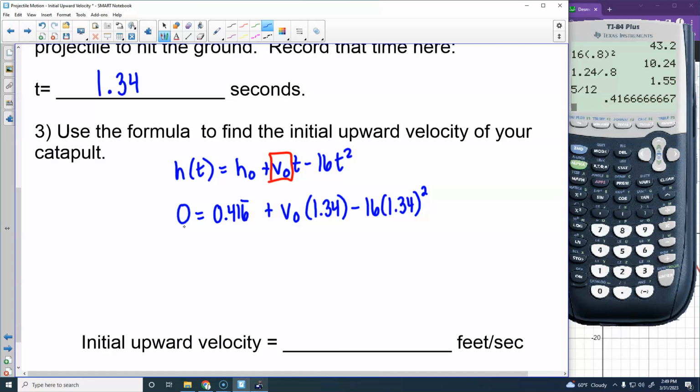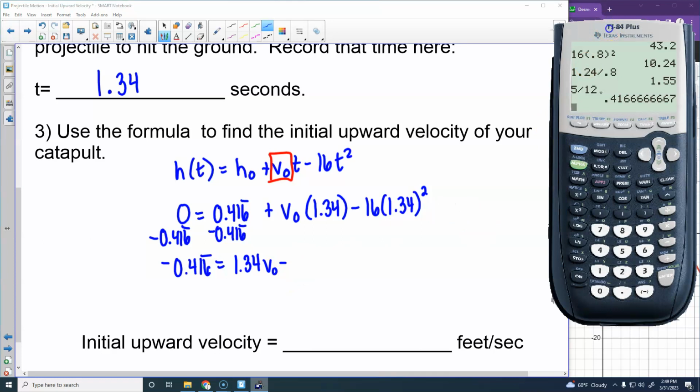Okay, so I'm going to solve this. Lexi, what would I do first to solve this? So I'll get negative 0.416 repeating equals, I'm going to write this as 1.34 times v sub 0 minus, let's type that into the calculator here, 16 times 1.34 squared, which is going to give me 28.7296.